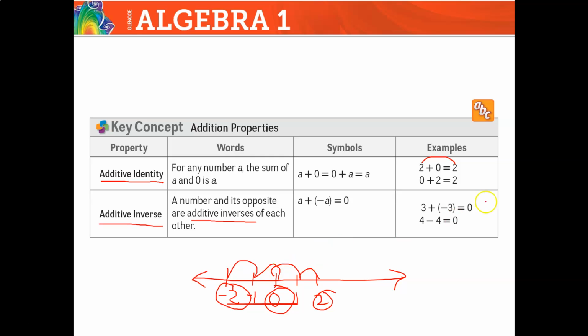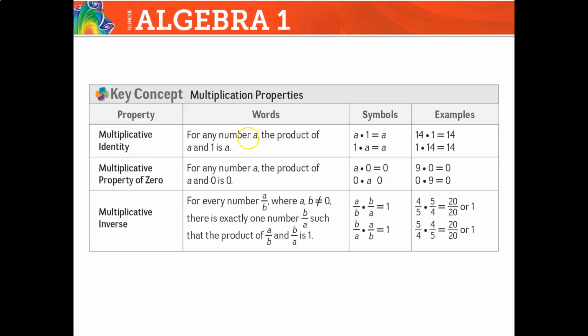They're additive inverses. Examples: 3 plus negative 3 is 0. 4 minus 4, which is the same as saying 4 plus a negative 4, is equal to 0. Multiplicative identity. For any number A, the product of A and 1 is itself. So A times 1 is A, and 1 times A is A. So when you multiply anything by 1, you get what you started with. So 14 times 1 would be 14, or 1 times 14 would be 14.